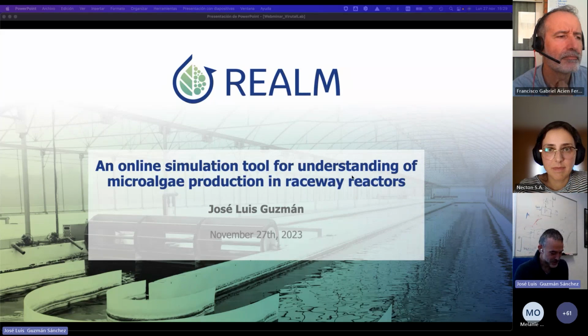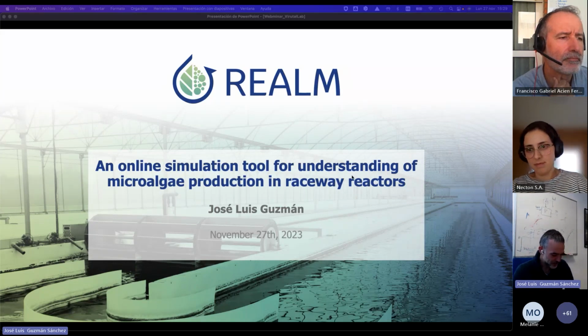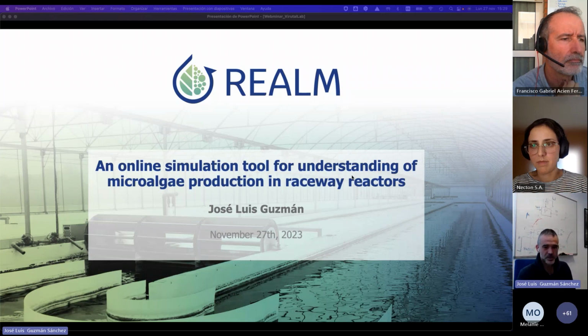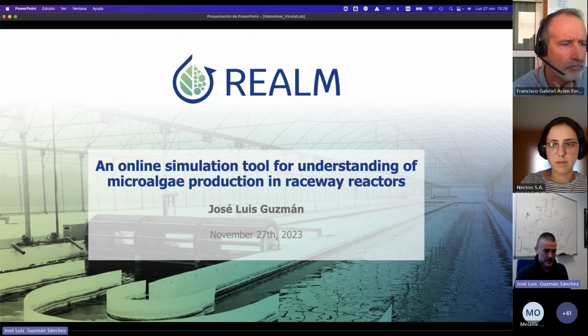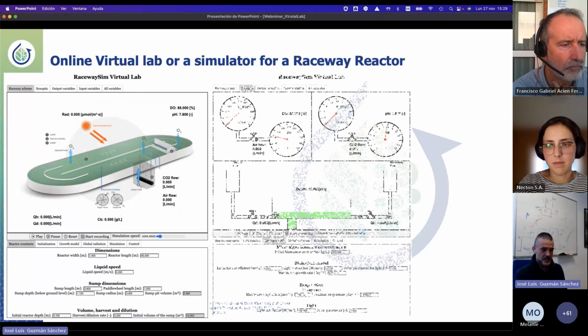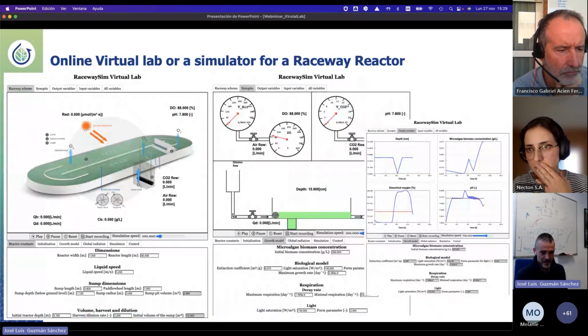So, as you could see from Gabriel's presentations, the production of microalgae in raceway reactors is a really complex process. For that reason, here we wanted to present a tool to contribute to the understanding of this complex system. The tool I will present later on is the one you can see here briefly. It's a tool where you can simulate all the phenomena happening in the reactor.